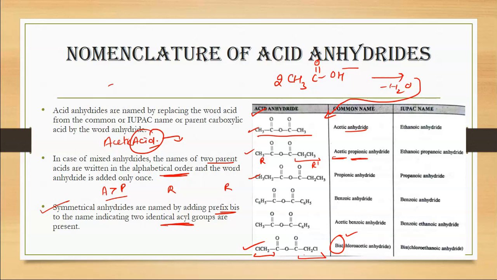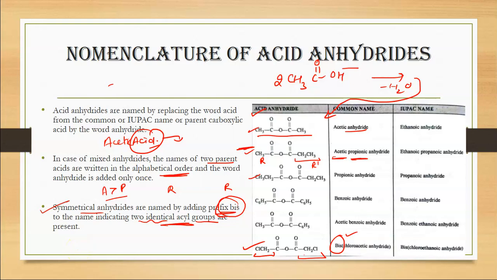There are not so many rules, but let me conclude once again. First, you have to replace acid with anhydride. That is the first rule. Second, in case of mixed anhydride, you have to arrange the names in alphabetical order. That is the second example that we have taken. Then in case of symmetrical anhydride, you have to add the prefix bis so as to indicate that you have two identical acyl groups present in the given acid anhydride.